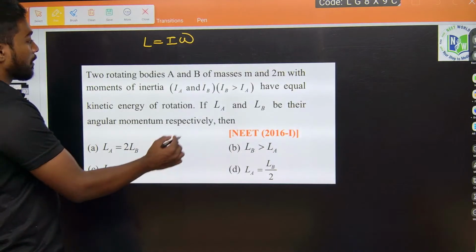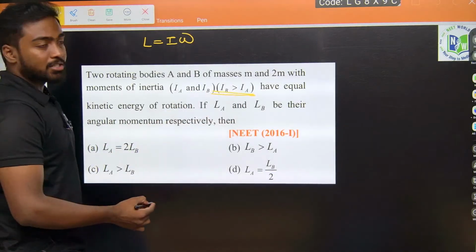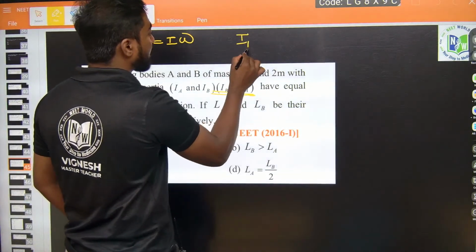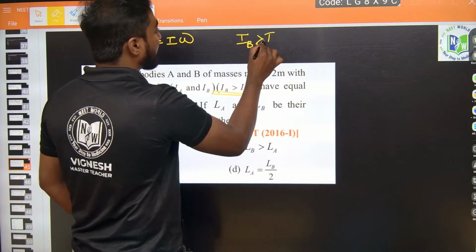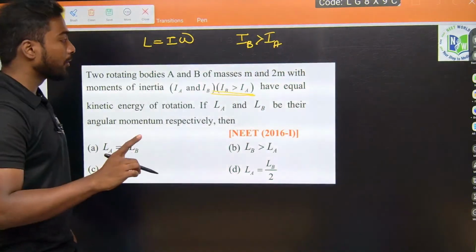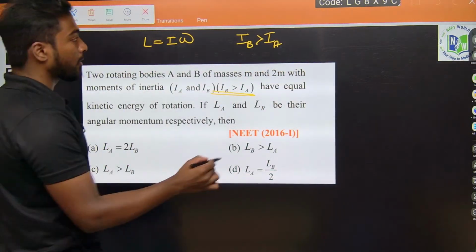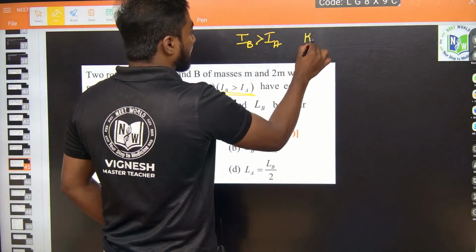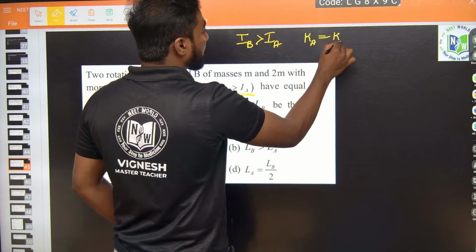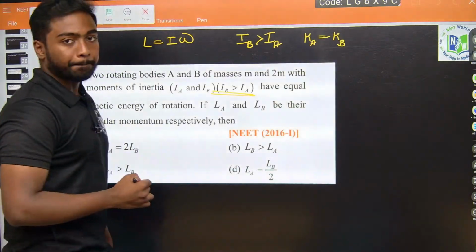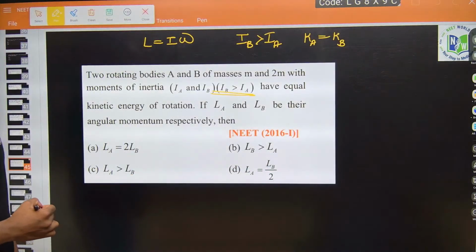First of all, moment of inertia of the second body is greater than moment of inertia of the first body, and the kinetic energy is equal. So kinetic energy of the first body should be equal to kinetic energy of the second body. Am I correct? Okay. So what is the formula for the kinetic energy?